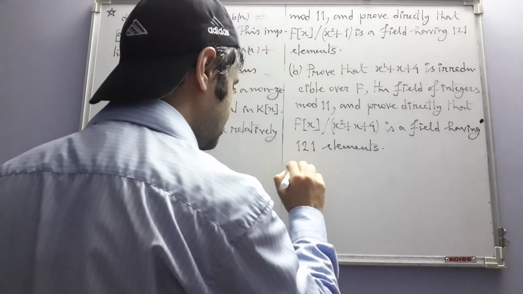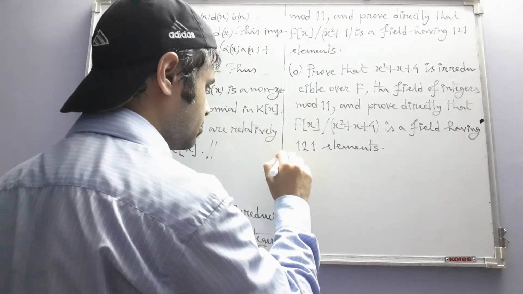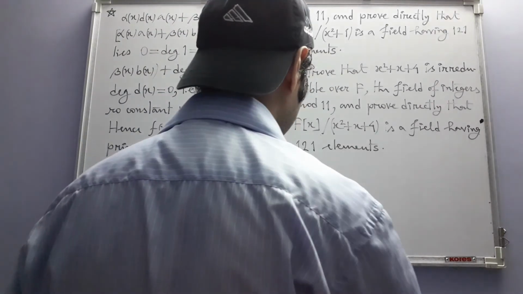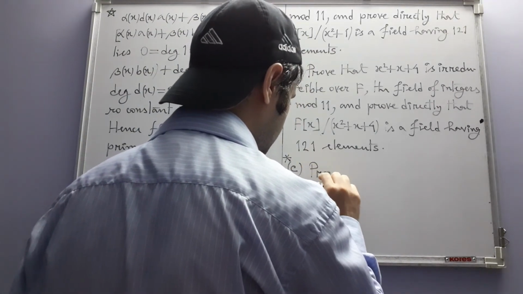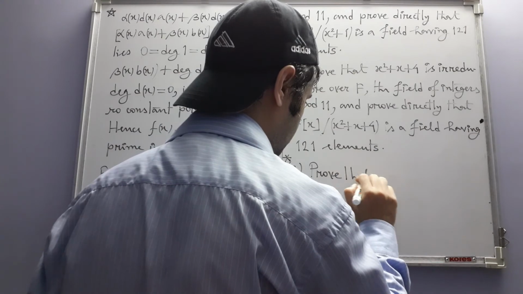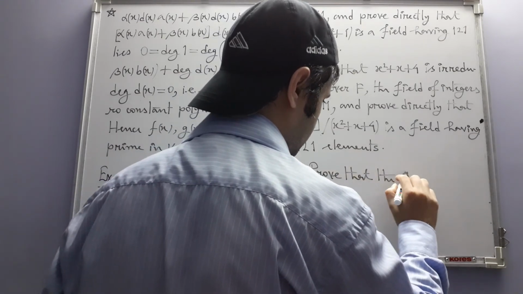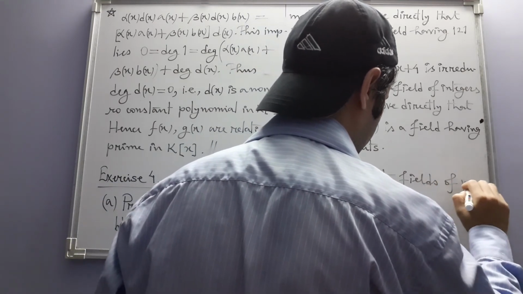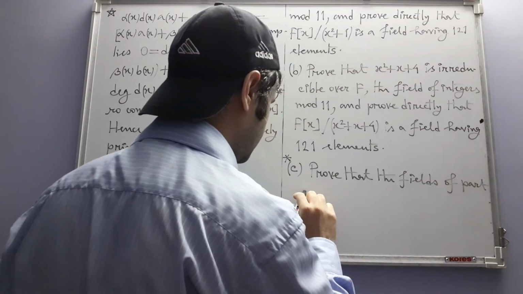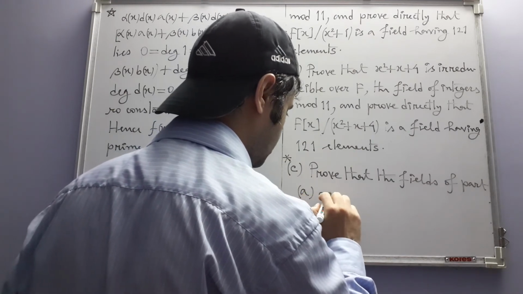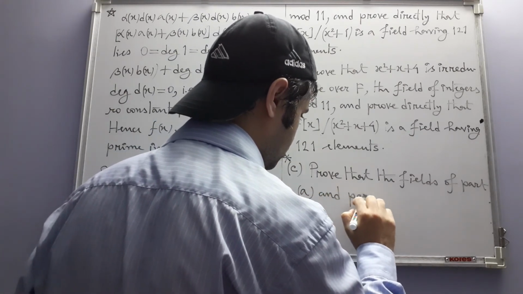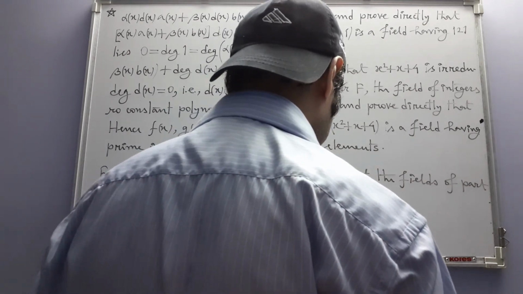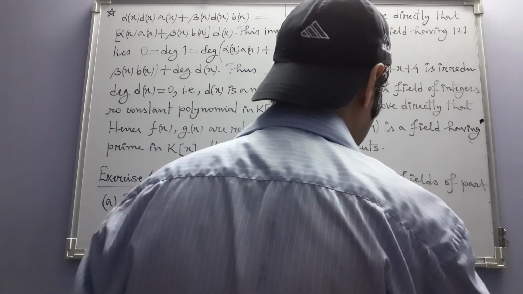And there is a part C also, which is supposed to be somewhat difficult. So there is a star. Prove that the fields of part A and part B are isomorphic.